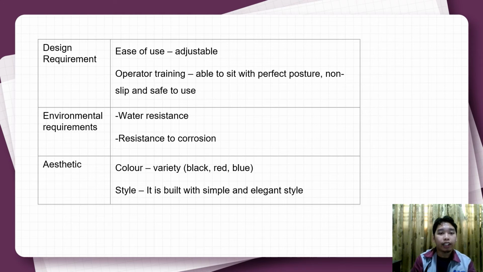Next is the design requirement. It is very easy to use as it is adjustable for the user. Next, operator training: people that use the exoskeleton are able to sit with perfect posture, non-slip, and safe to use. The environmental requirement is water resistant and resistant to corrosion.